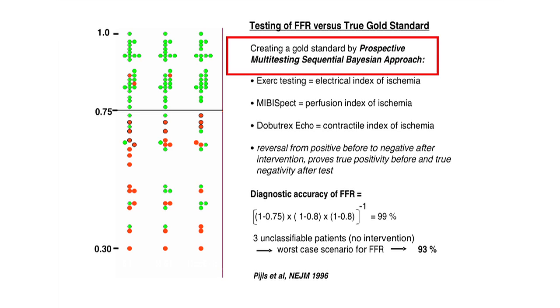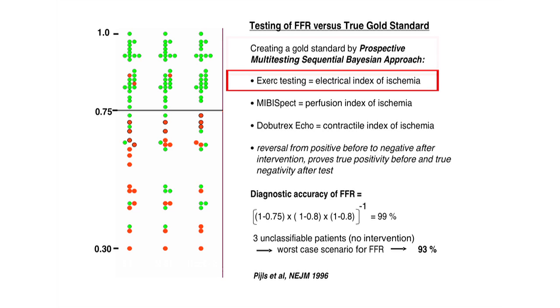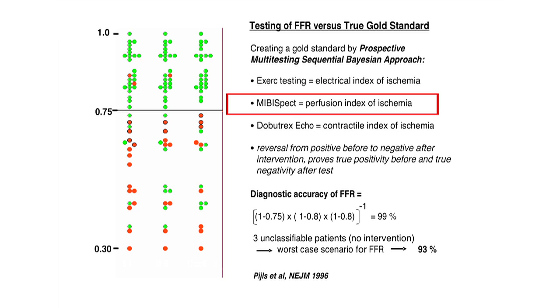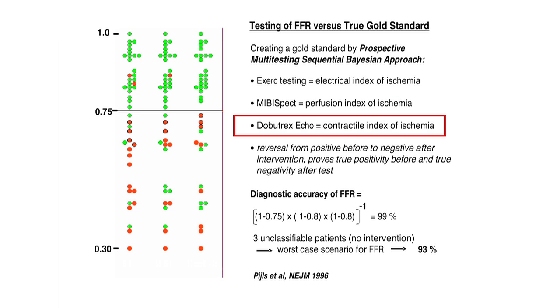We created a gold standard by what is called a prospective, multi-testing, sequential Bayesian approach. Sounds quite difficult. It is a test where you use the following principles. If you do an exercise test, you are looking for an electrical index of ischemia. If you do a MIBI-SPECT, you are looking for a perfusion index of ischemia. And if you do a stress echo, you are looking for a contractile index of ischemia.